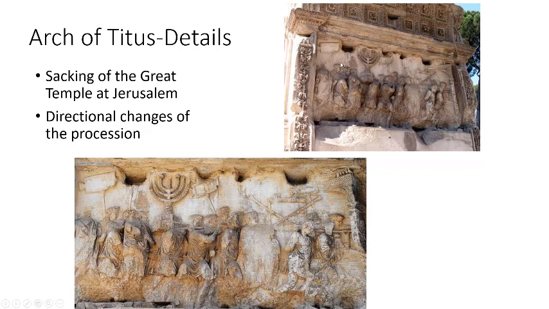Another one of the detailed relief scenes inside shows the actual sacking of the great temple of Jerusalem. Here's the menorah, right? Taking away the spoils. There they go. It's really interesting because we see various attempts at showing directional changes as they go, sort of going back into curving around here.